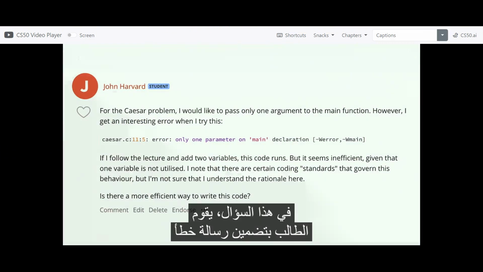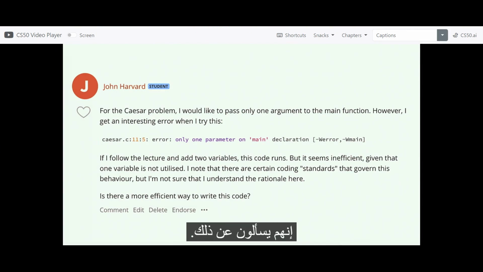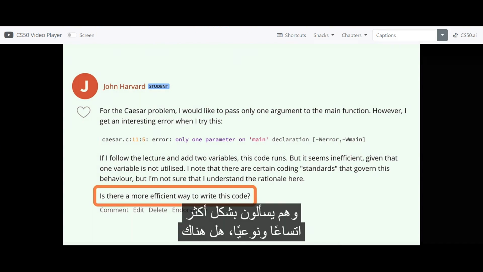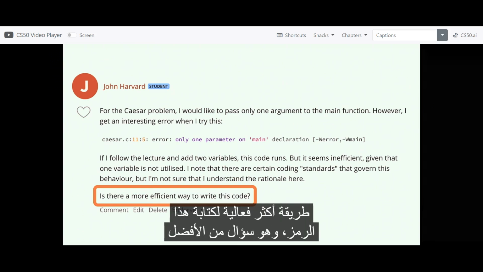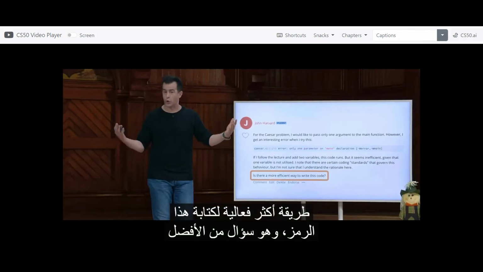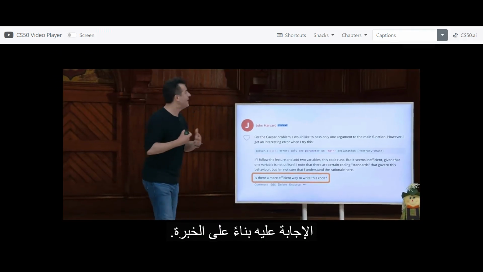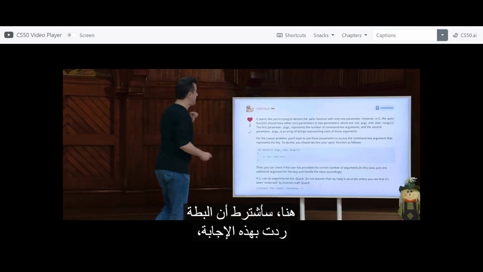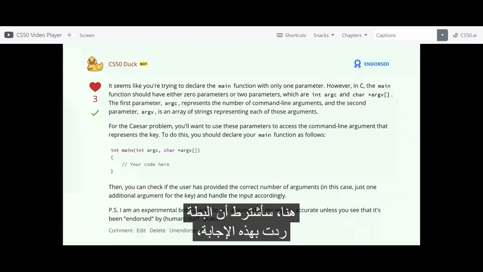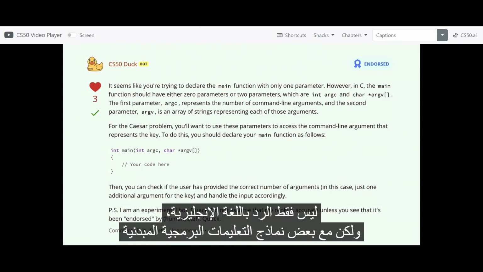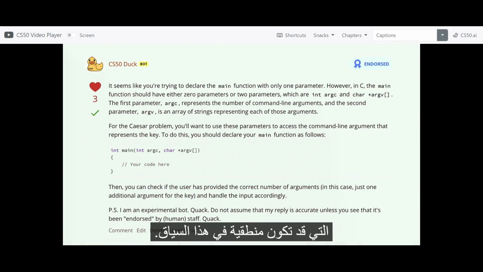In this question here, the student is including an error message that they're seeing. They're asking about that, and they're asking a little more broadly and qualitatively, is there a more efficient way to write this code? A question that really is best answered based on experience. Here, I'll stipulate that the Duck responded with this answer, which is actually pretty darn good. Not only responding in English, but with some sample starter code that would make sense in this context.